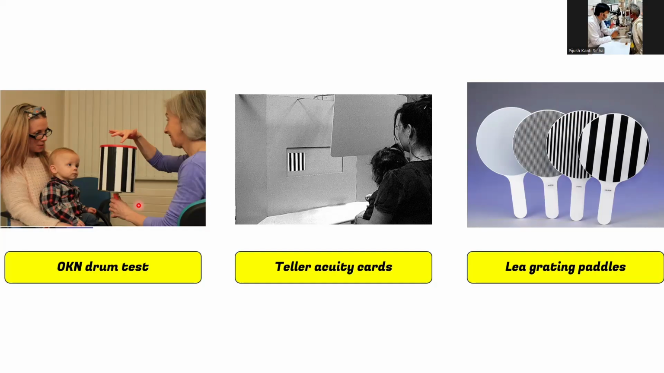The optokinetic nystagmus test is very effective in this kind of situation. Another is the Teller acuity cards. These Teller acuity cards and Lea paddles are based on preferential looking, where we draw the child to look at the grating area, because it is normally seen that if we project a grating side and a plain side, the child prefers to look at the grating, not the plain one. So this is how the test is done.